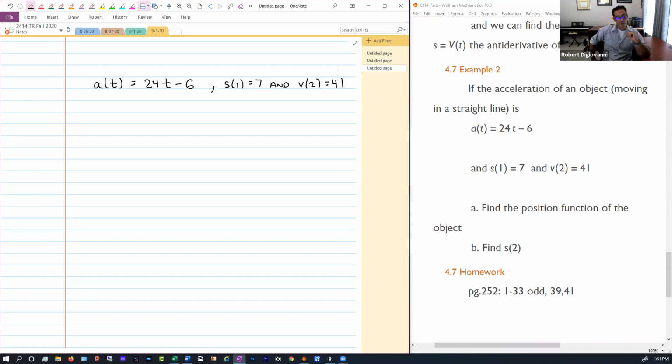So first things first, we need to get to the velocity function. So let's do an antiderivative. The antiderivative of that would be the velocity.